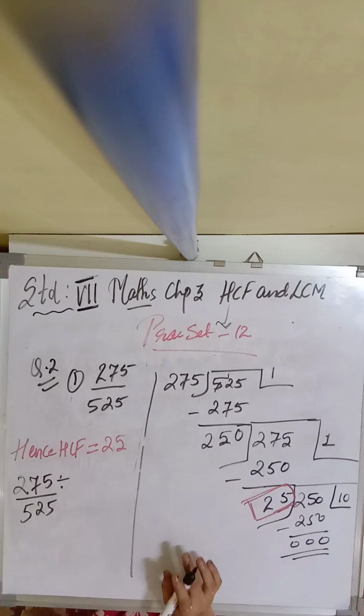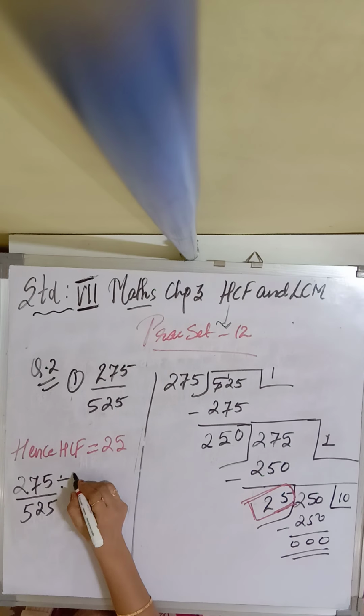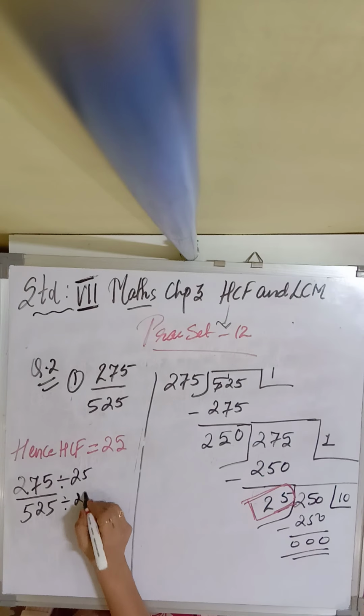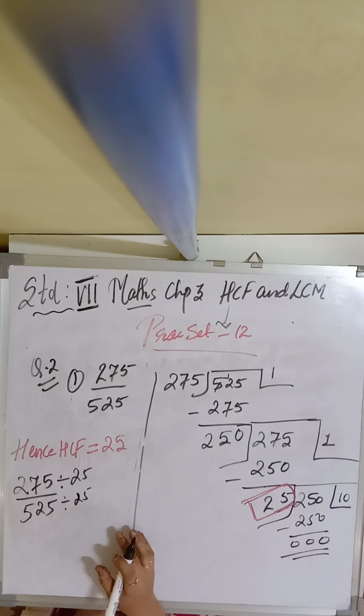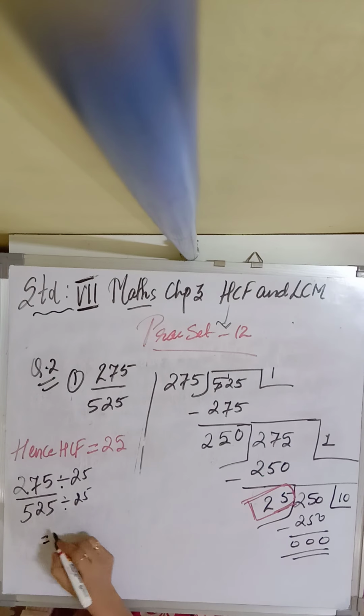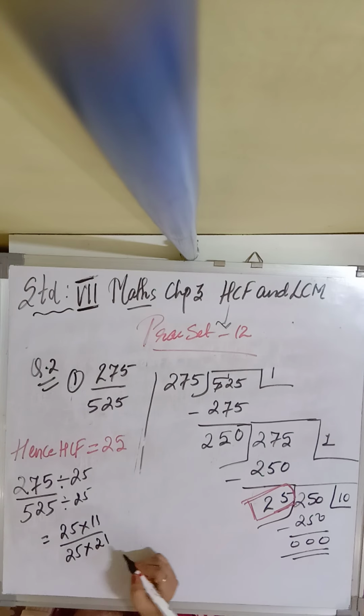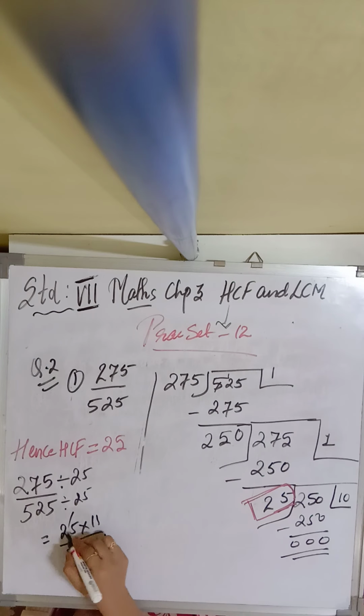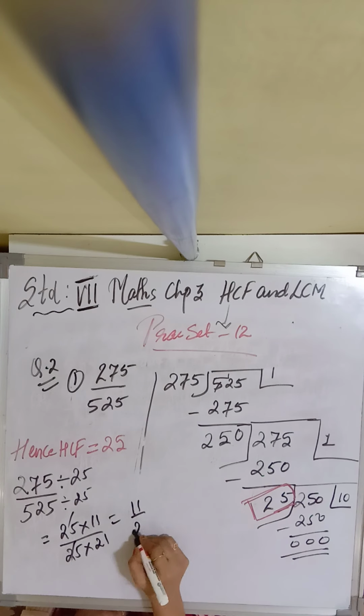You have to divide by 25. Or else I can also reduce it in another way. I can write 275 as 25 into 11, and 525 as 25 into 21. Now 25 cancels, so your answer is 11 upon 21. That is the simplest form.